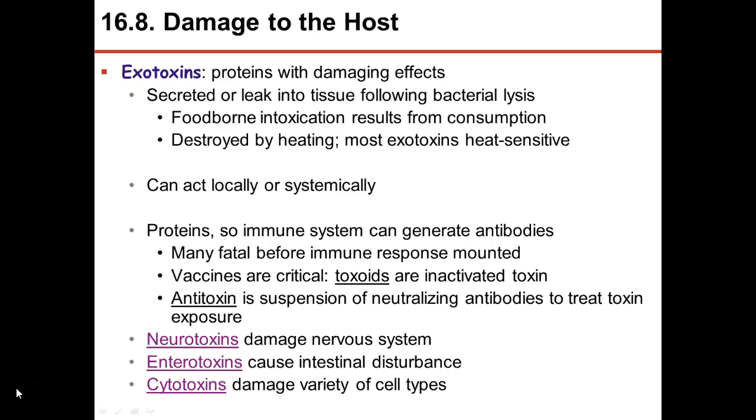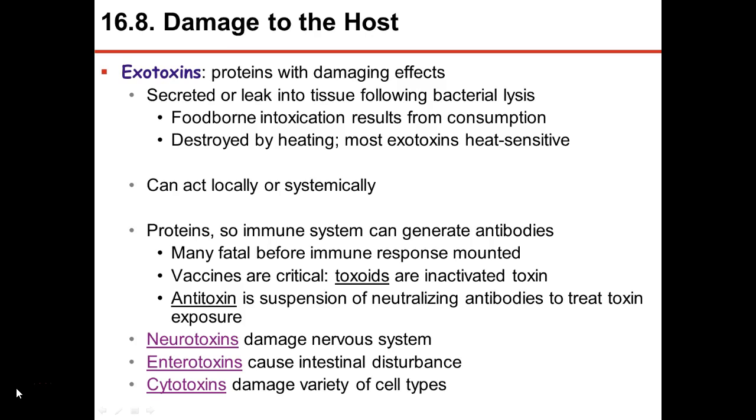And most of these vaccines are actually toxoids. Toxoids are just inactivated toxin. The toxin's been heated up, it inactivates. But again, the amino acid sequence is all still there, so the immune system is able to mount a very strong antibody response against that toxoid. So in case we ever see that particular bacteria again, the toxins will be quickly recognized and destroyed.